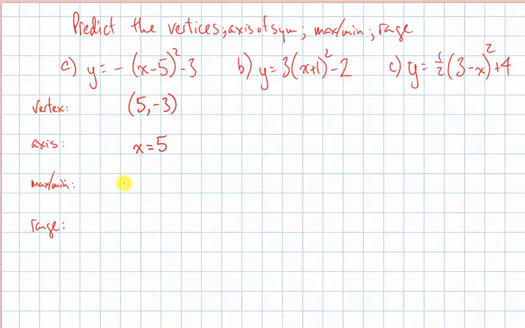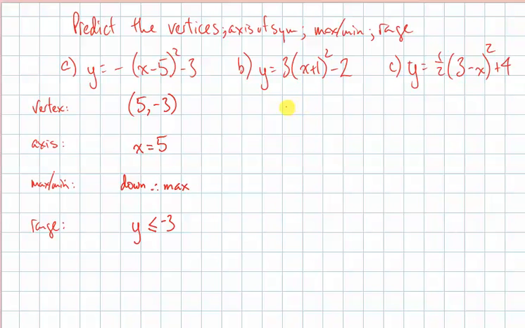This opens down, so it's a maximum value. It's a parabola opening downward. The range, that's a reference to the y value. If I have a maximum, then y must always be less than or equal to the vertex value, negative 3. If that makes more sense to you now than it did a moment ago, pause again and try these next two now and see how you do.